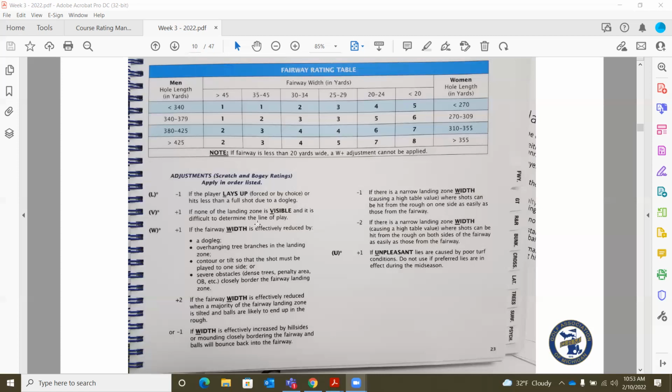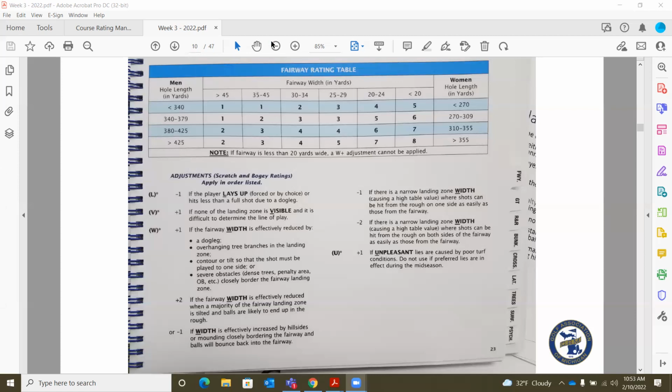But when you're doing this, you have to keep in mind that there are things that would not allow us to have a W minus in those cases. So if you have bunkers, or trees that are going left and right of the hole, then obviously missing left and right in the rough is not the same. So you wouldn't have W minus adjustments in those cases.